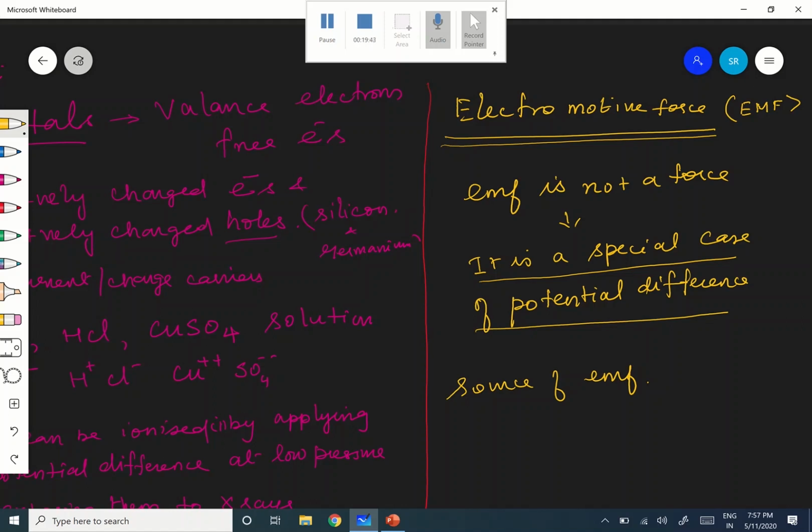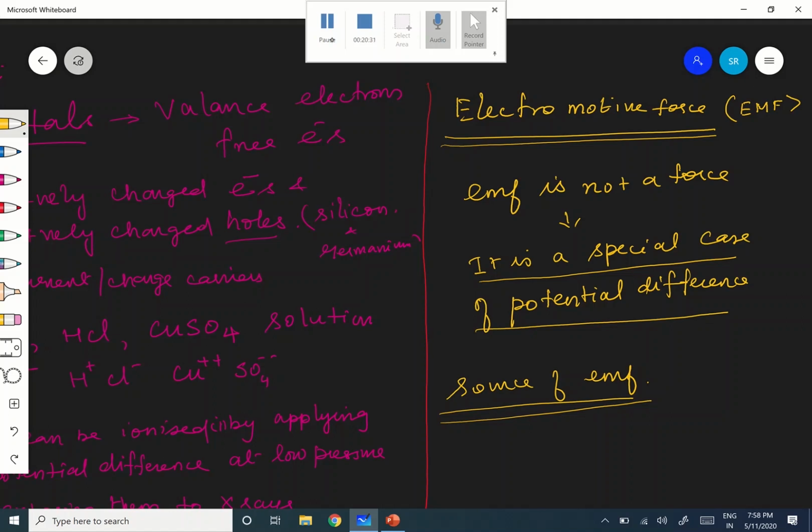Are you following? You know now what is EMF. It is a source of external forces required in order to compel the charge carriers, the current carriers, to move in a definite direction. Though it is not actually a force, it is a special case of potential difference. And this EMF is associated with the mechanism which supplies some energy, or does some work to move the current carriers in a particular direction, and such arrangements are called a source of EMF.